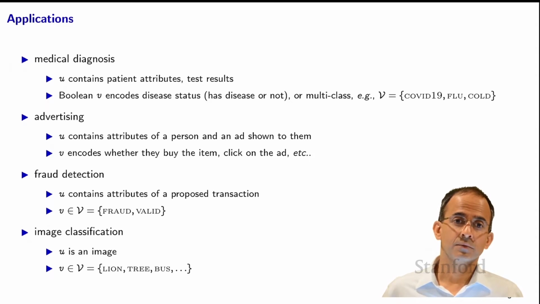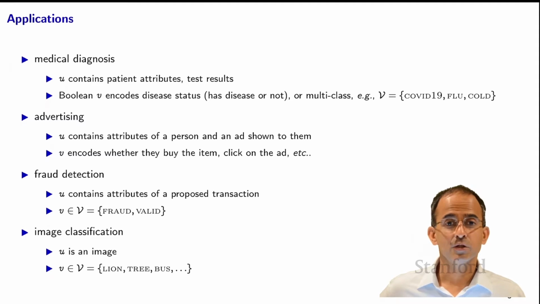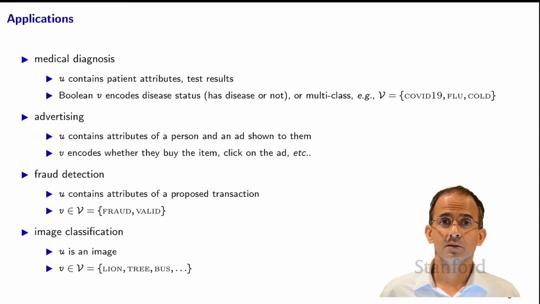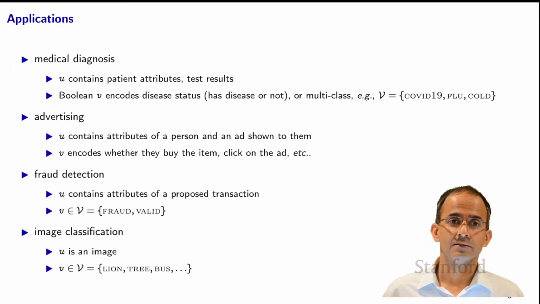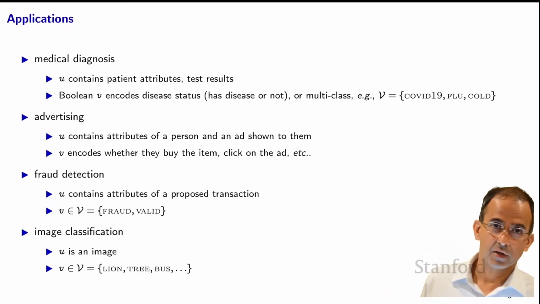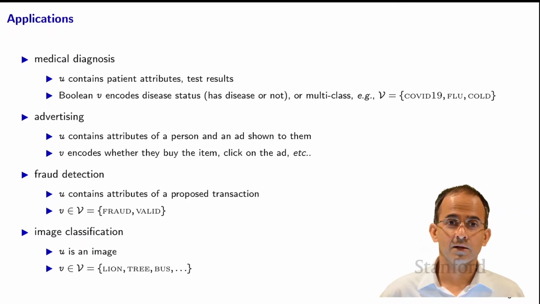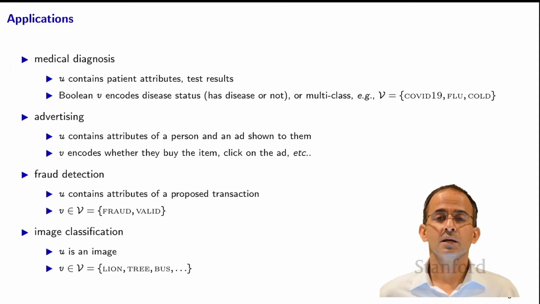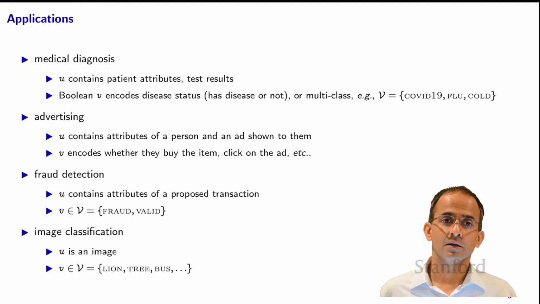Image classification. Here U is an image, which would be an array of pixels, and V would be categories of possible objects within the image. So we might be looking to categorize natural objects, lions and tigers and bears, vegetation, trees, vehicles, buses, and we might build a classifier that you give it an image and it tells you what's in the image.